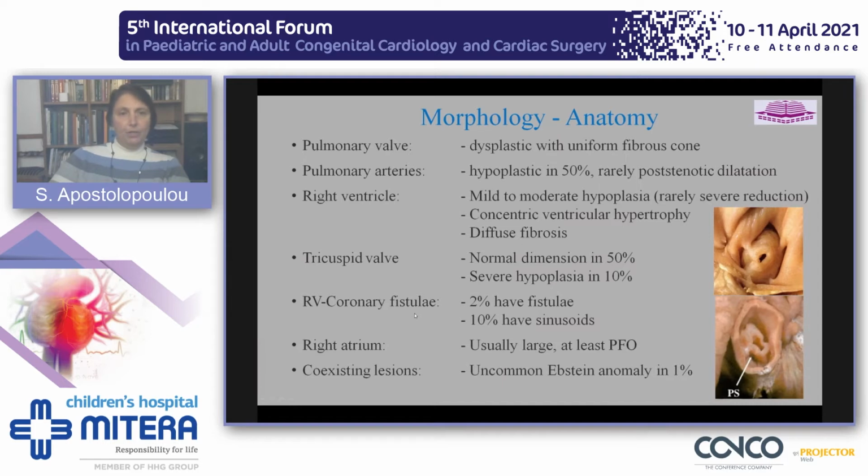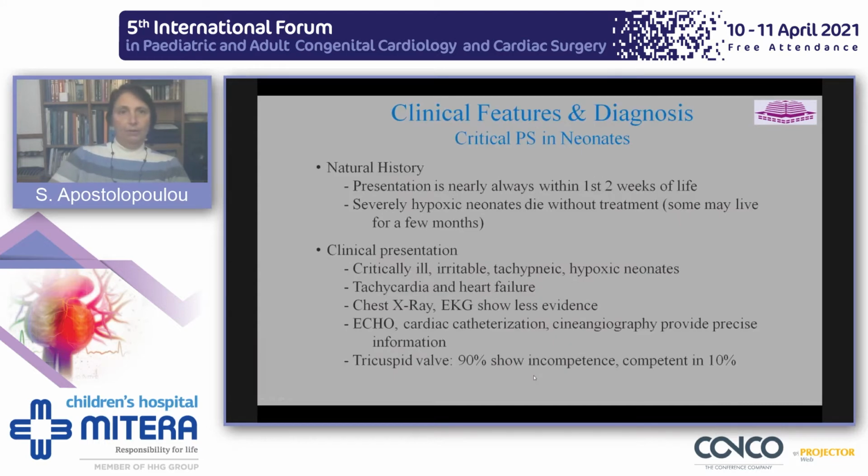RV coronary fistula is usually an issue with pulmonary atresia intact septum, but they can exist in critical PS as well. The right atrium is usually large and usually has a PFO, obviously. And uncommonly, there's an Ebstein anomaly of the tricuspid valve. So in terms of natural history, obviously presentation is nearly always within the first 2 weeks of life. They're very hypoxic and they die without treatment. Sometimes they live for a few months.